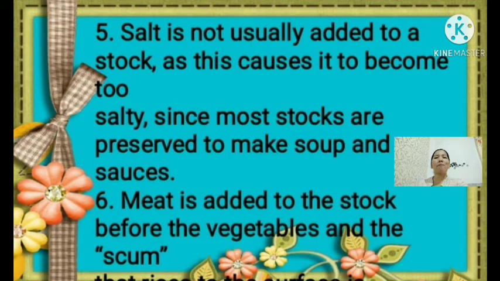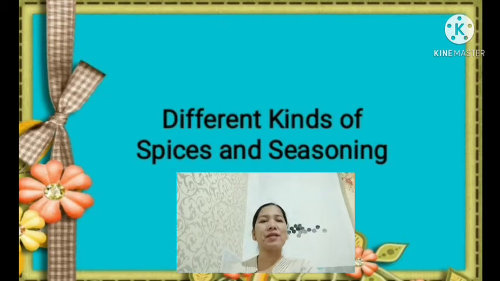And isa pa, yung tinatawag nga nating scum. Diba sabi ko kanina yung scum, hindi dapat ang pagkulo nagbe-bubble sa center. So yung scum ay tinatanggal na sa pamamagitan ng paggamit natin ng kutsara or di kaya sandok. Na another ingredients ng ating stock is yung tinatawag nating spices and seasoning.